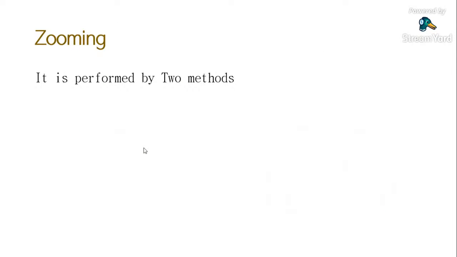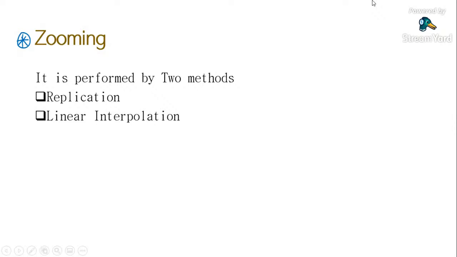Now the next topic of discussion is zooming. How is the zooming of an image done? Zooming means enlarging the image or showing an enlargement of the image. Zooming of the image is performed by two methods: one is replication, and the second is linear interpolation.